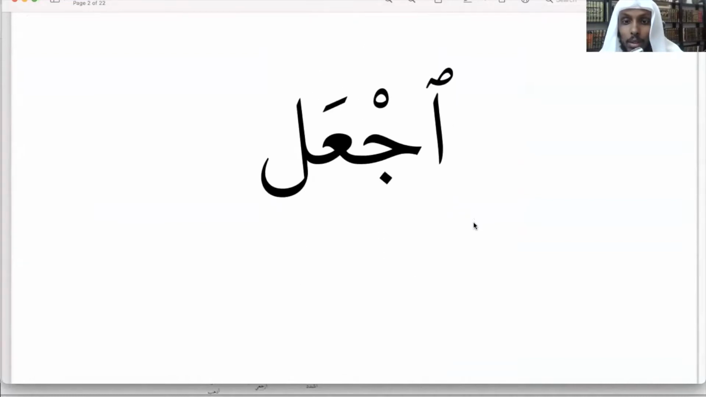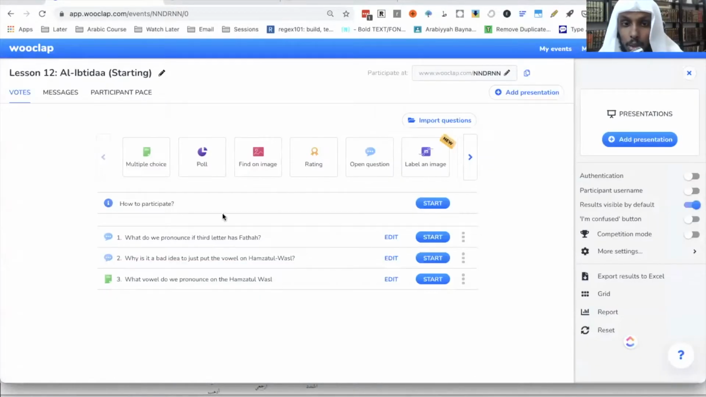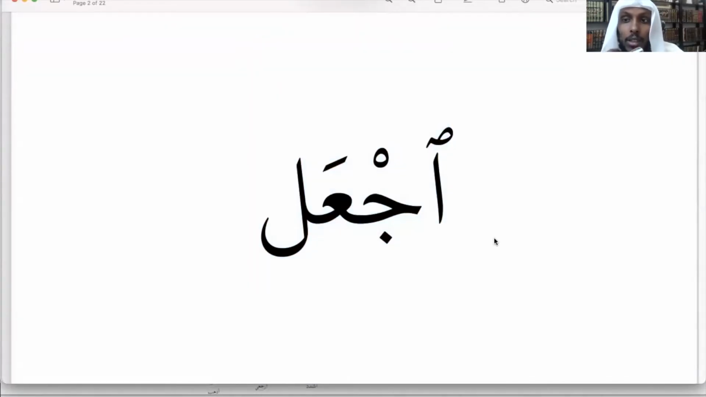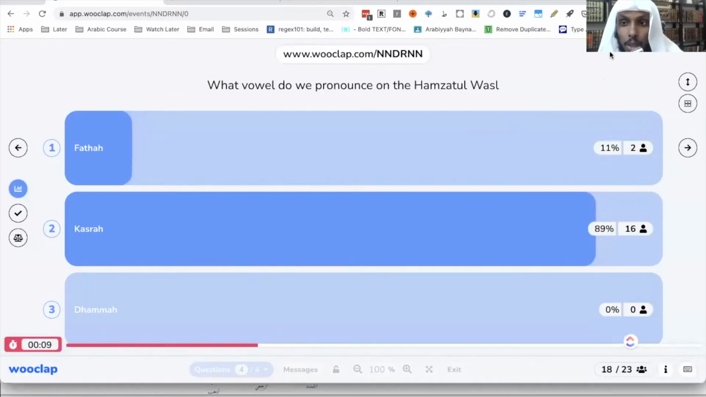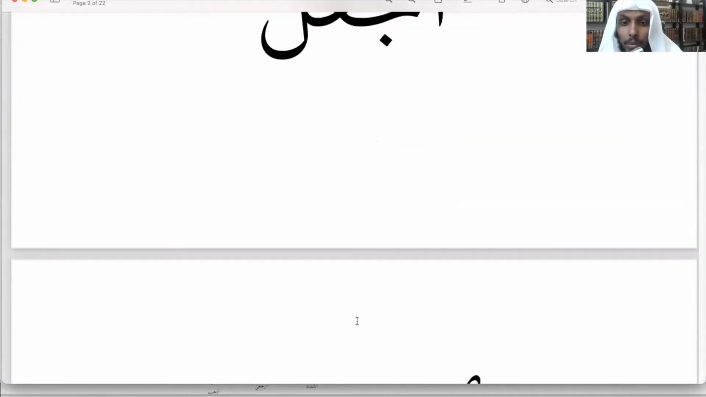How about this word? Let me ask that question again on Wooclap. What vowel do we pronounce on the hamzatul wasl? Do we say a'j'al, i'j'al, or u'j'al? Fatha, kasra, or dhamma? The vast majority of you said kasra, which is correct. We do not say fatha. The reason we don't say fatha is because fatha is reserved for Al, hamzatul wasl followed by lam. Excellent. Let's go to another word.